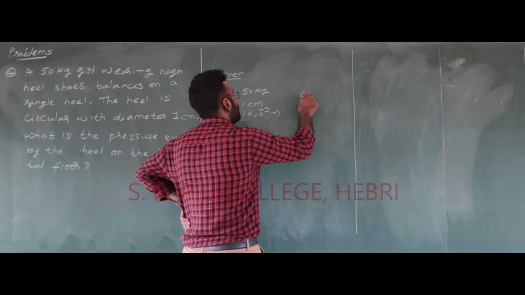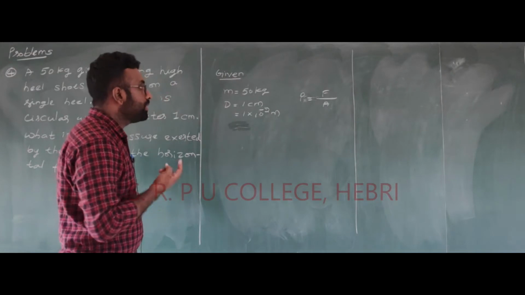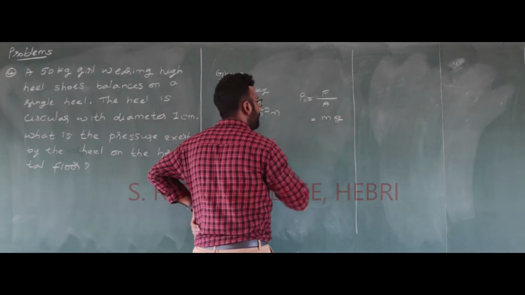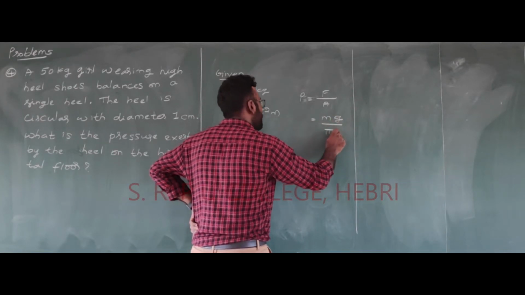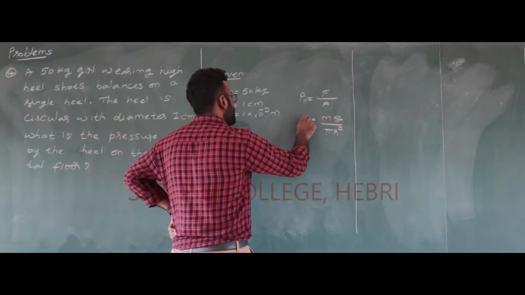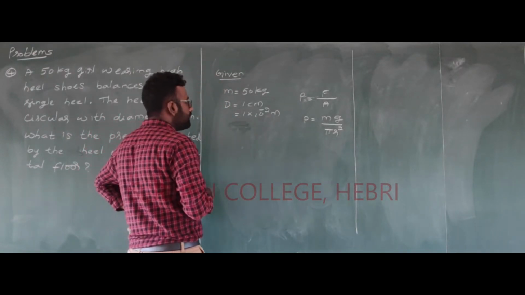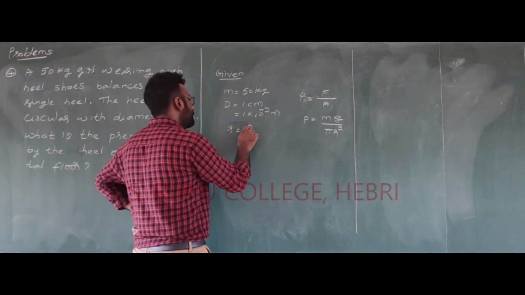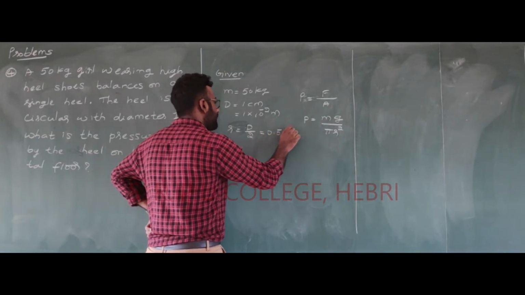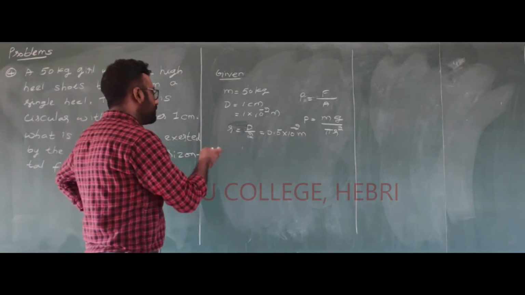Let's write P is equal to force by area. It's known to us, right? Pressure is nothing but force by area, and you know that force is mg and area is pi r square. Now we are given the diameter. How to find out r? r is equal to d by 2. So what will it be? 0.5 into 10 to the power minus 2 meter. Now we will substitute for that.